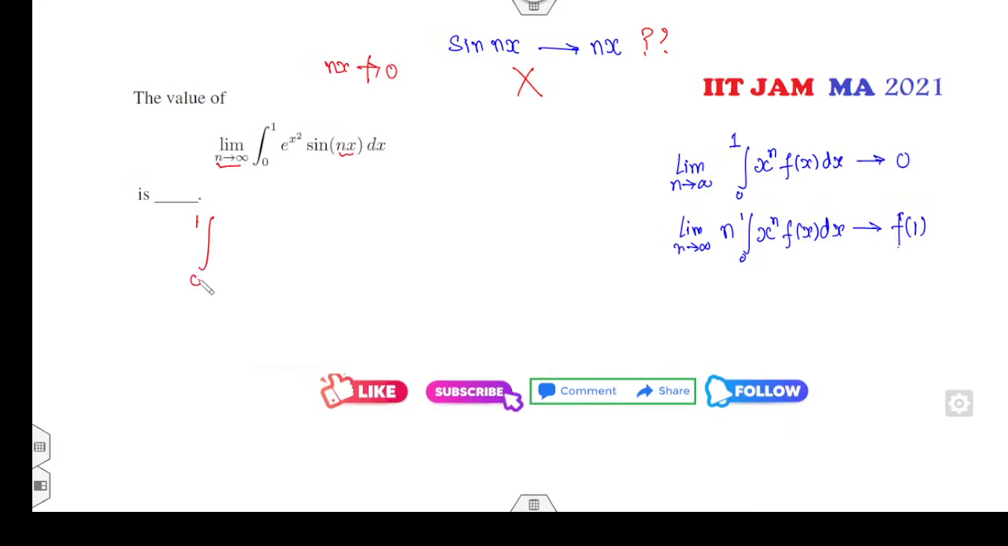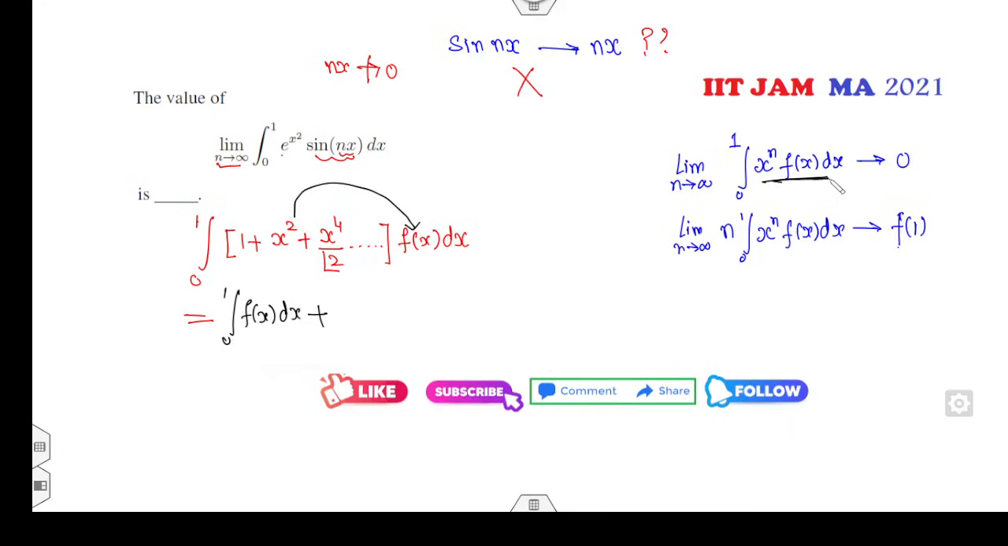Fine. So again I can apply the expansion, 1 plus x square by 2 factorial and so on. I take this value with f(x) also. So you can see the first term: the integral from 0 to 1 of f(x) plus x square into f(x). The x square into f(x) from 0 to 1 as n approaches infinity, how much will it be? 0. x to the 4 into f(x) is 0 and so on.